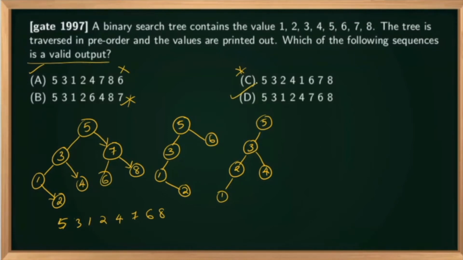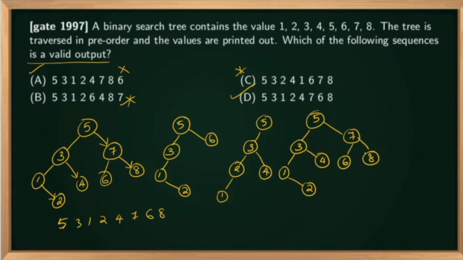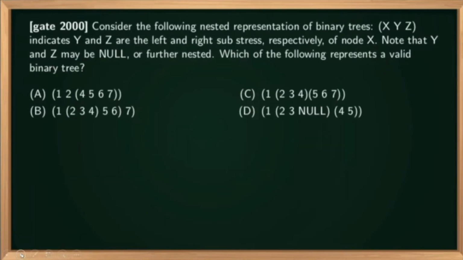Okay, you don't need to solve it. The answer should be D. But in exam, you should not solve. But here I am just solving it. So the first is 5. Then left is 3. Then left is 1. Then right 2. Then here 4. Here you have 7. Then you have 6 and 8. Okay. So this is a valid binary search tree. Is it clear to everyone? Could you solve this question?